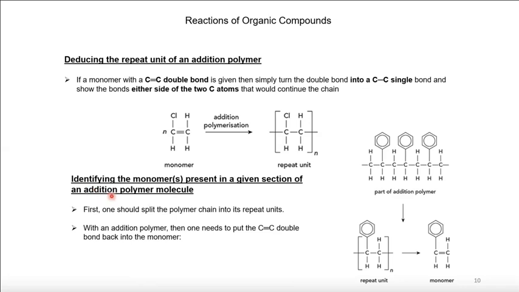We can identify the monomer present in a given section of a polymer. First, one should split the polymer chain into its repeat units. So let's say part of an addition polymer is this. This is an aromatic unit. And if we split it like this, then we get the repeat unit of the polymer. You can see this is the repeat unit. And with this double bond here, it becomes the monomer of this addition polymer.